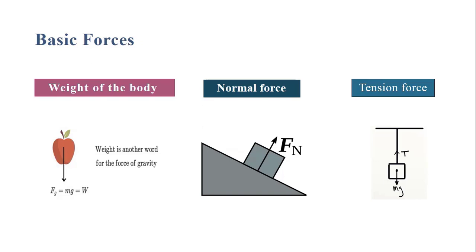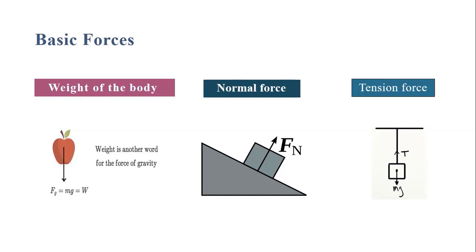If we are applying a force on the Earth's surface, then our Earth will apply the same amount of force on every object, and that force will act perpendicularly to the surface. That does not depend on the position of the object, right? And that force is known as normal force.